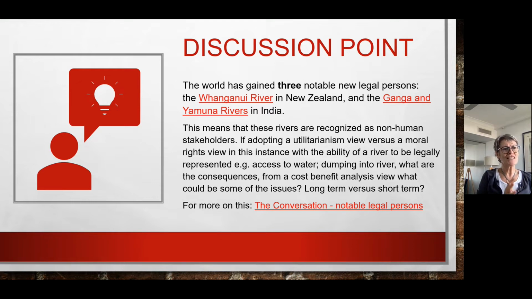So if we were adopting a utilitarianism view versus a moral rights view in this instance, with the ability of a river to be legally represented, in terms of access to water, the pollution of the river, the consequences, from a cost-benefit analysis view, what would be some of the issues? Think about it in terms of long-term versus short-term views. If you'd like some more information on this, there's a really good article in The Conversation on notable legal persons, where non-human legal persons are coming into play in terms of our stakeholders and their representation with civil society organisations.